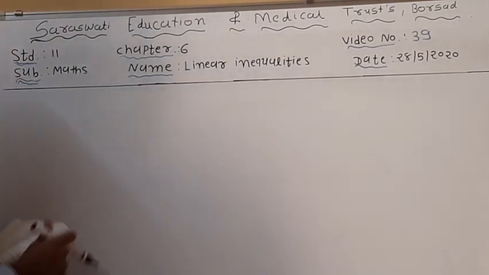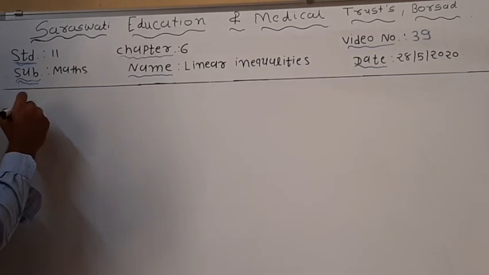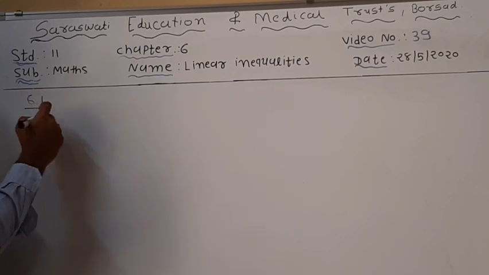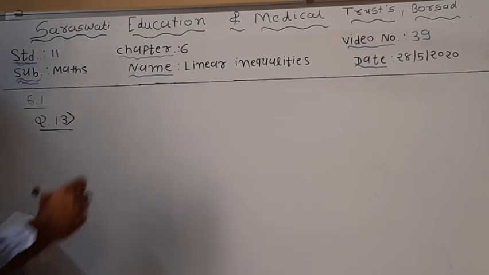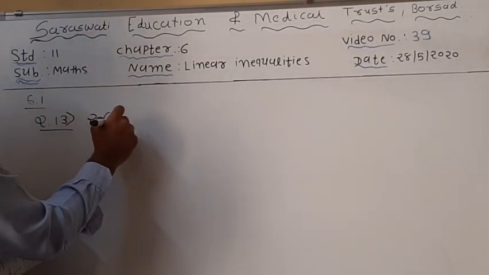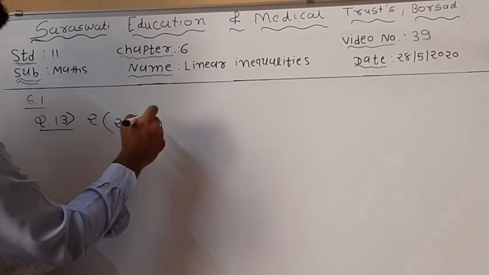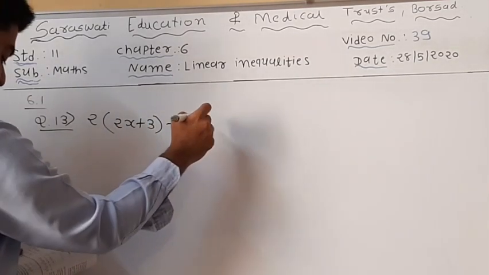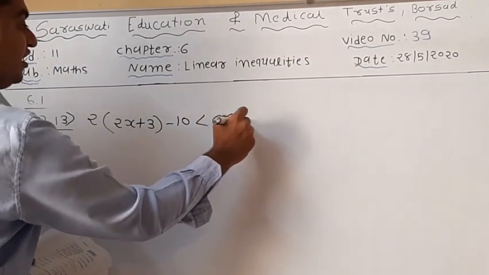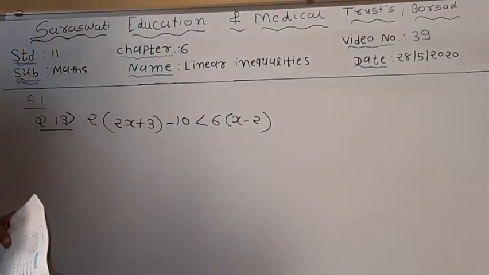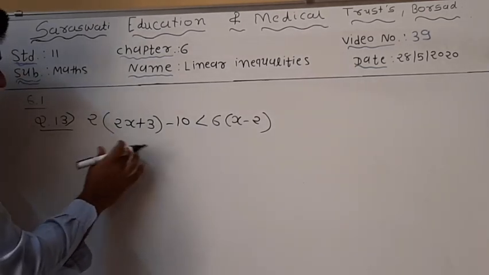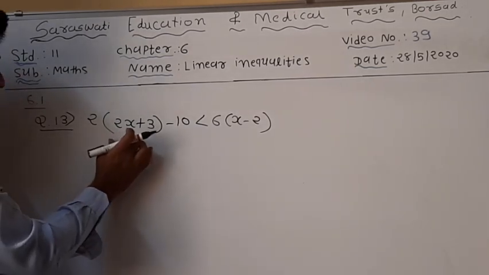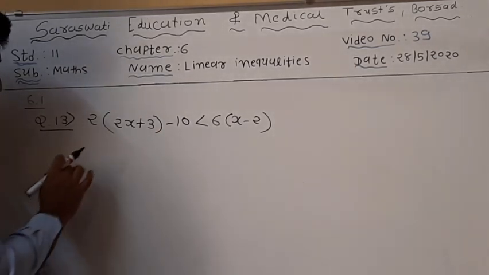So our question is exercise 6.1, question number 13: 2(2x + 3) - 10 < 6(x - 2). Now solve this inequality, find the value of x, and write the answer in real number form.